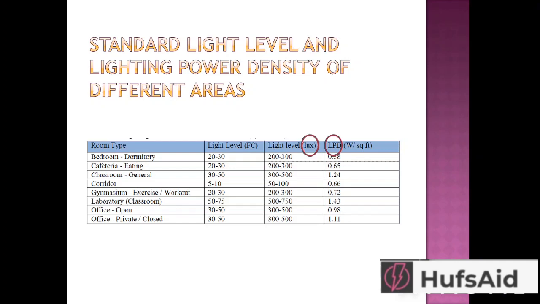So you may see here the bedroom or dormitory has 200 to 300 lux, and LPD, or watt per square feet, is 0.58. For cafeteria it is also the same. Classroom it is different, it is more than the bedroom. And corridor is 50 to 100. Then for gymnasium it is the same. For laboratories it is different. For office it is different. And we have certain lighting power densities, and these are the standard lighting power densities. This is the IESNA level of lighting power densities, etc.